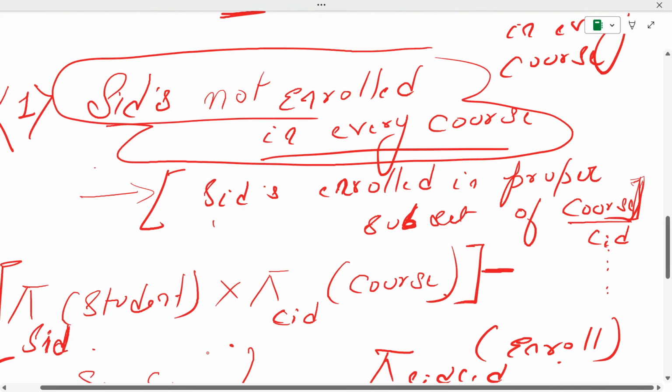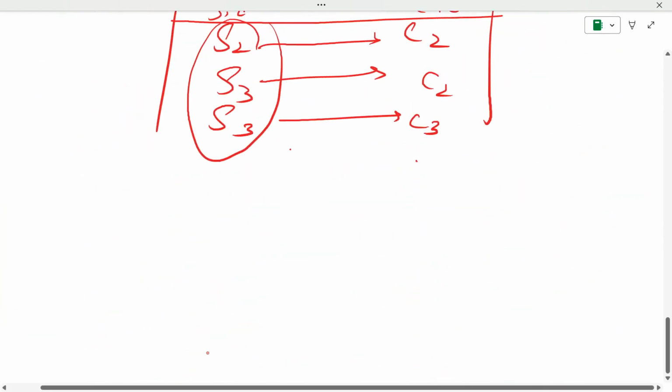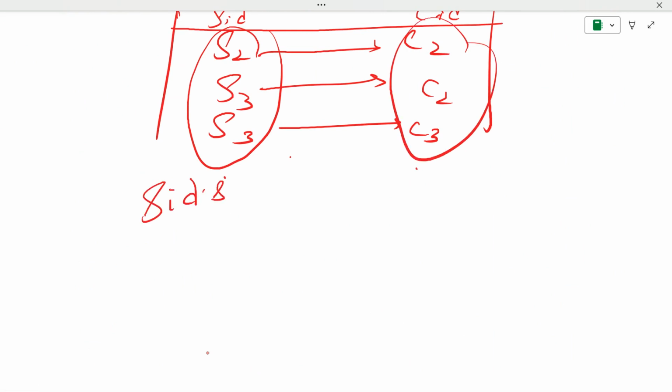And what does that mean? That SID is enrolled in a proper subset of course. Proper subset of course means if we have a subset and it does not include all the courses, then those are proper subsets. So these are the SIDs not enrolled in every course.